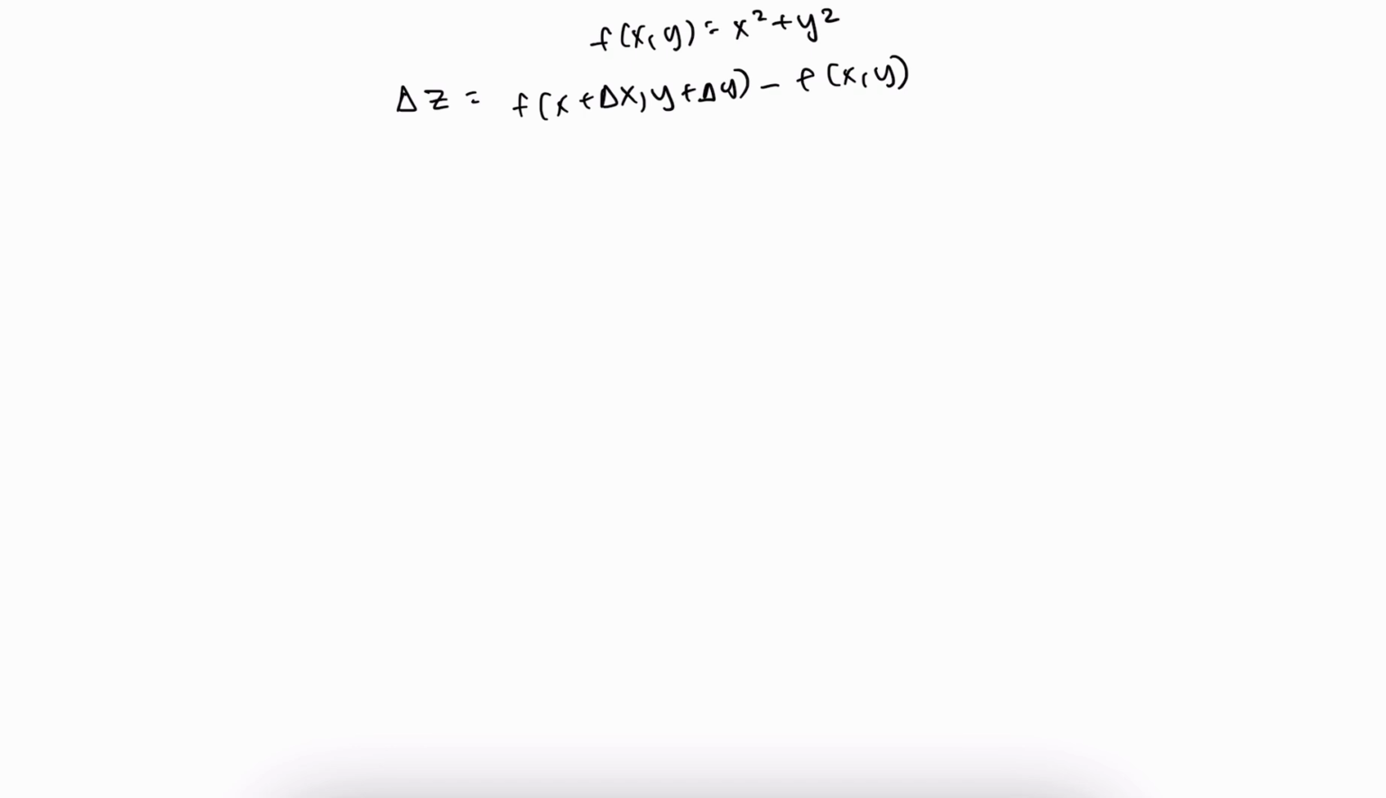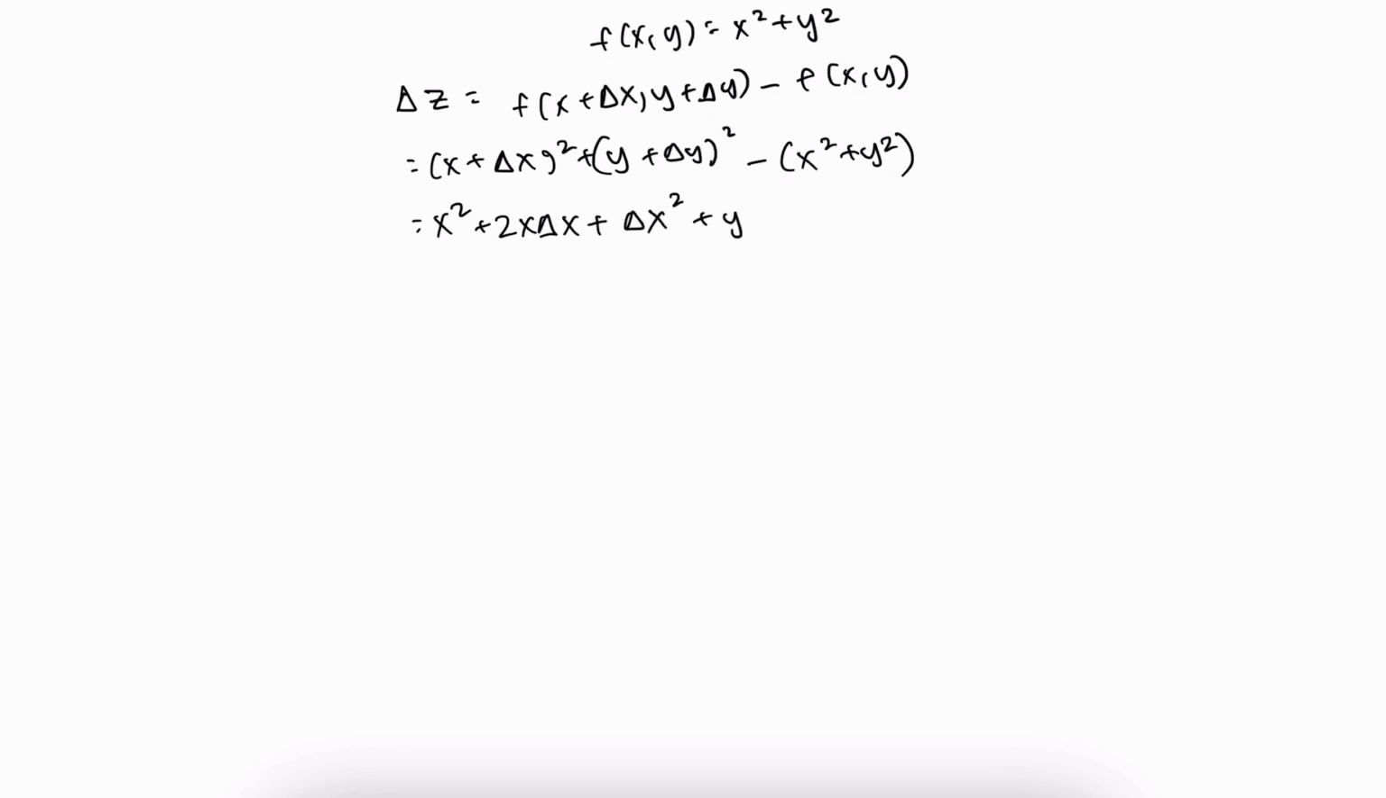So f of x plus delta x, y plus delta y would just be x plus delta x squared plus y plus delta y squared, and then minus our normal function. Let's simplify. So x squared plus 2x delta x plus delta x squared plus y squared plus 2y delta y plus delta y squared, and then minus x squared minus y squared. The x squared and y squared cancel out, and we're left with this.